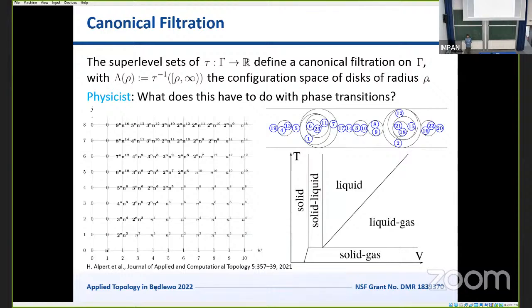And so then you might look at this, and if you're like me, you might say, well, maybe that means that there's going to be a topological signature in the configuration space as I go from here to here. Let me try to figure that out.